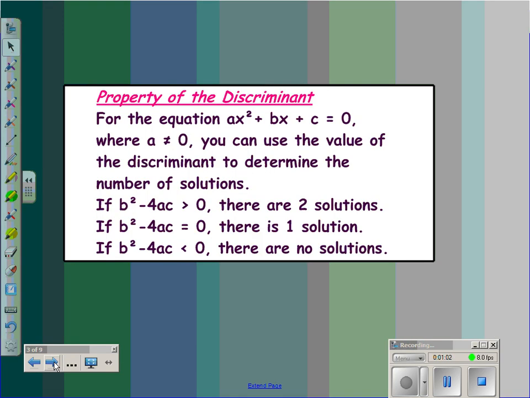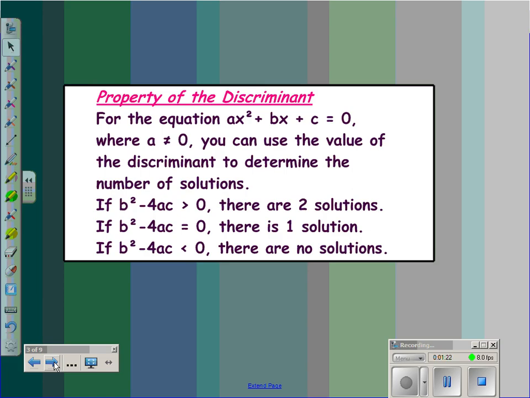So here are the properties of the discriminant. This is also located in your textbook. I just copied it for you on your notes as a convenience. For the equation ax squared plus bx plus c is equal to 0, where a is not equal to 0, you can use the value of the discriminant to determine the number of solutions.